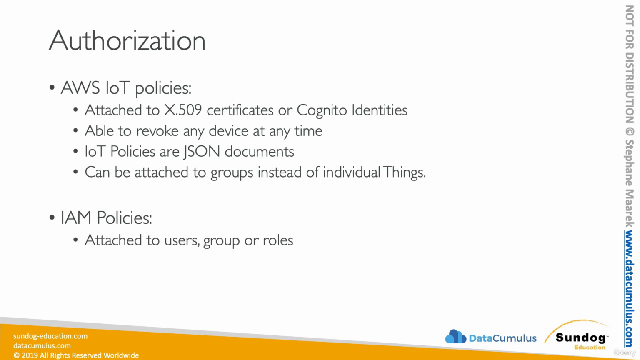The IAM policies, on the other hand, are attached to users, groups, and roles in AWS, and they're used when you call the AWS IoT API. So remember, your devices are ruled by AWS IoT policies, whereas your users, roles, and groups, just like normal in AWS, are ruled by IAM policies.